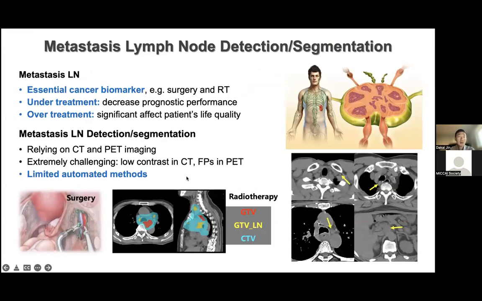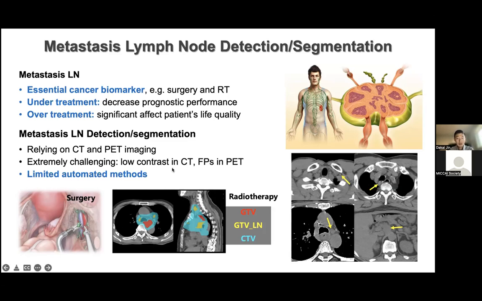Okay, so next we move to the metastasis lymph node detection and segmentation. Lymph nodes are essential cancer biomarkers. Undertreatment will decrease the prognosis, and overtreatment will affect the patient's quality of life. And there are many works that try to do automatic detection and segmentation.